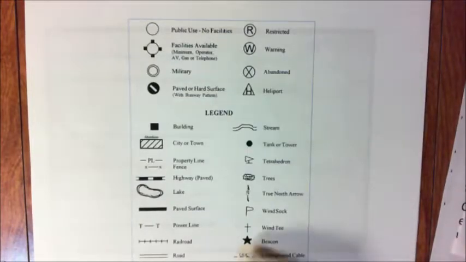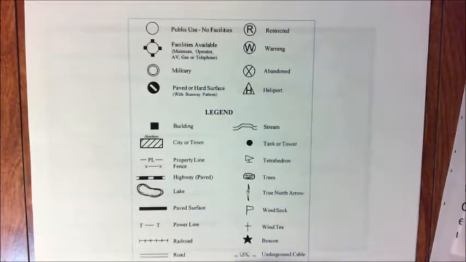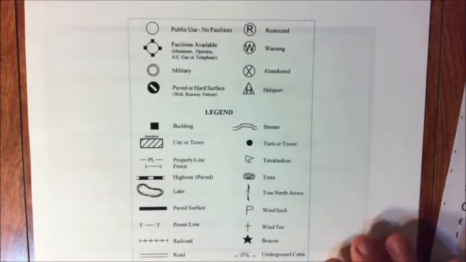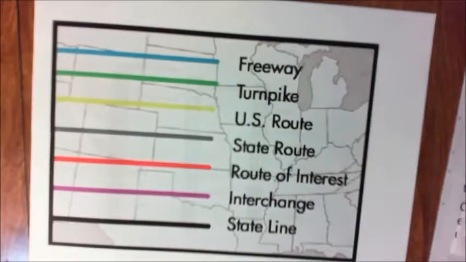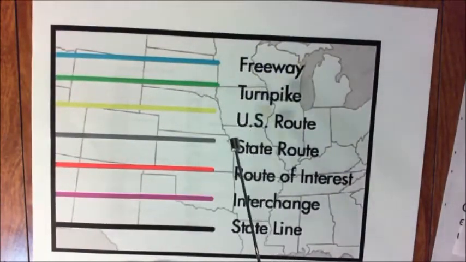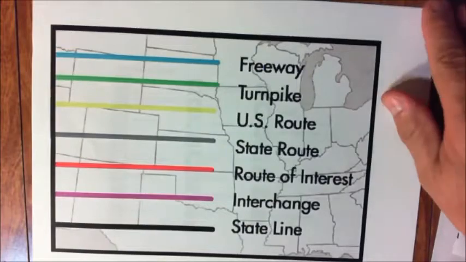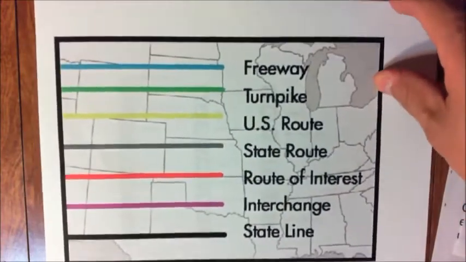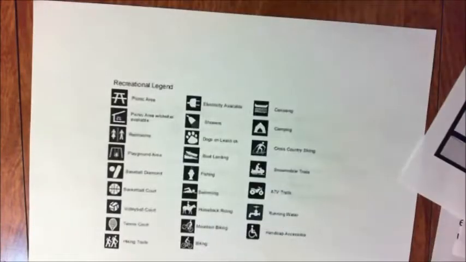So this legend is very different than the other ones, but again, it shows you the breadth of symbols that you may encounter as you look at maps. Now here are different routes. Freeway, turnpike, U.S. route, state route, route of interest, whatever that means, an interchange or a state line. Okay? They're all different and have their differences.